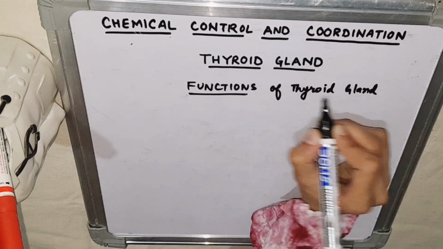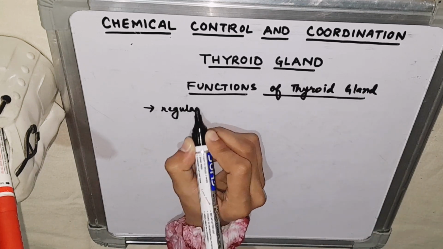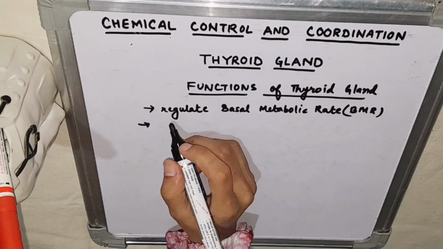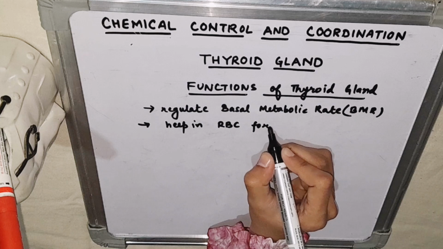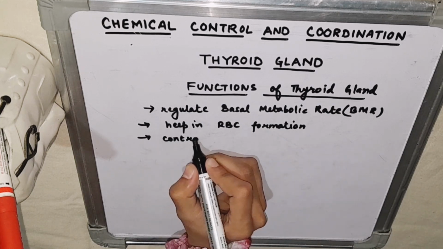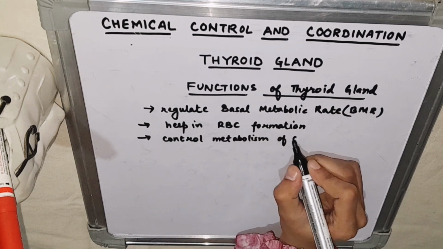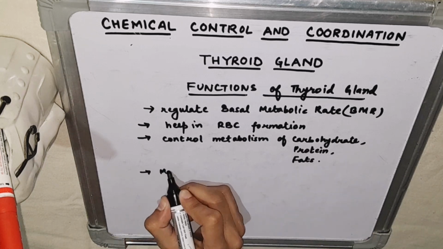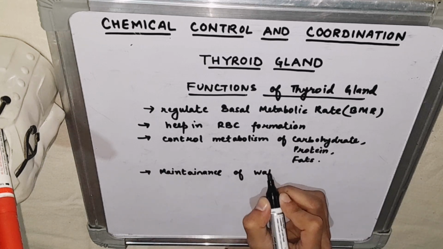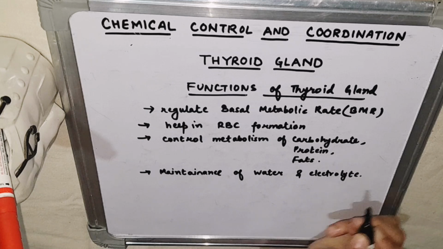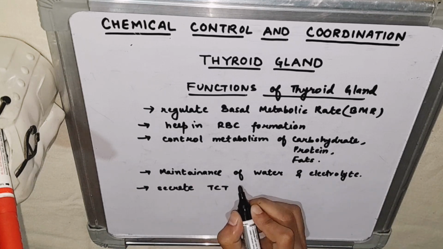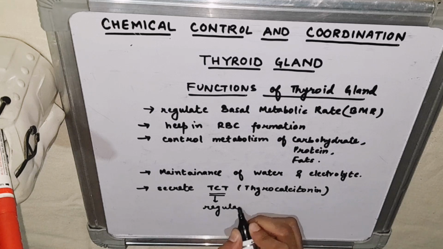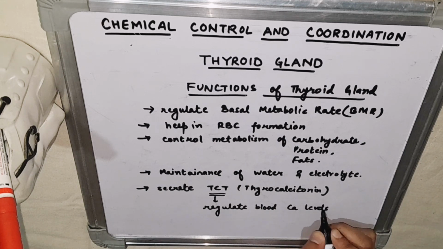Next is the function of thyroid gland. This is the last topic. Thyroid gland is used to regulate BMR. It helps in formation of RBC. It is used to control metabolism of carbohydrates, proteins, and fats, and used to maintain water and electrolyte balance. Thyroid gland secretes a very important hormone called thyrocalcitonin, which regulates the blood calcium levels.